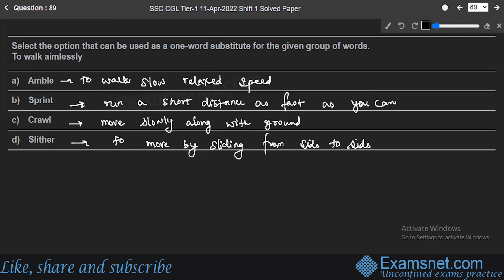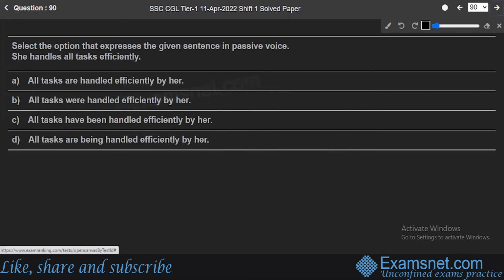So you have to find out the one word substitute for the given words. To walk aimlessly, the given word is amble. I think you are clear, because amble means, suppose we say we ambled down to the beach. We are just walking aimlessly, walking in a slow relaxed mood. So this option A is the correct answer. It is a one word substitution for the given words, to walk aimlessly. Next is question number 90.